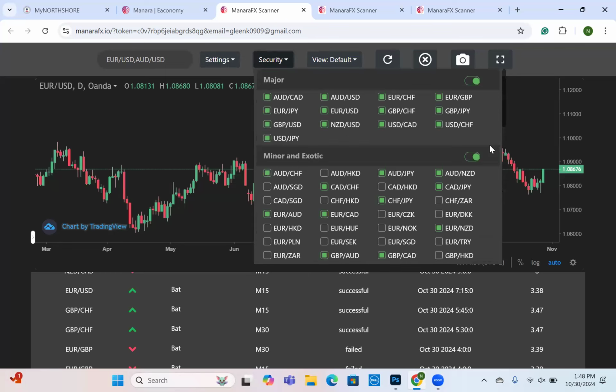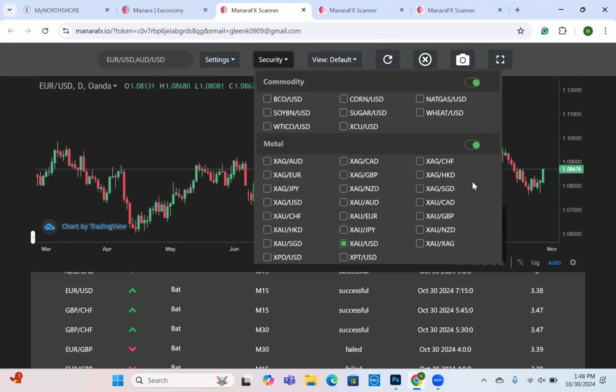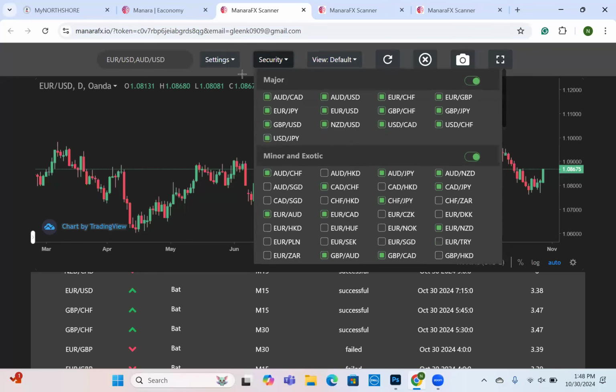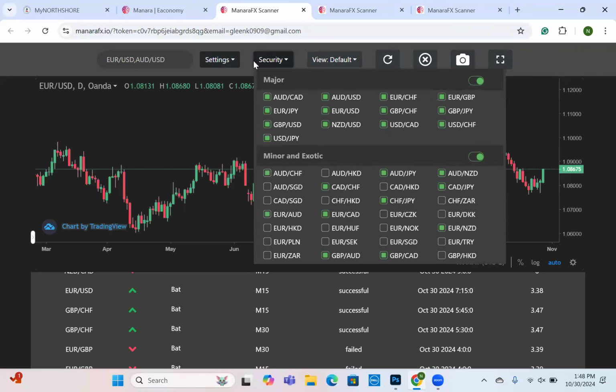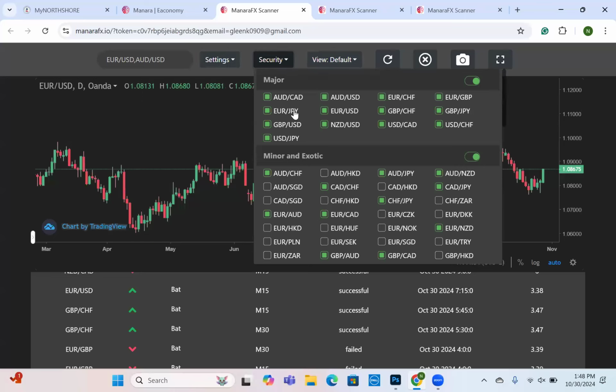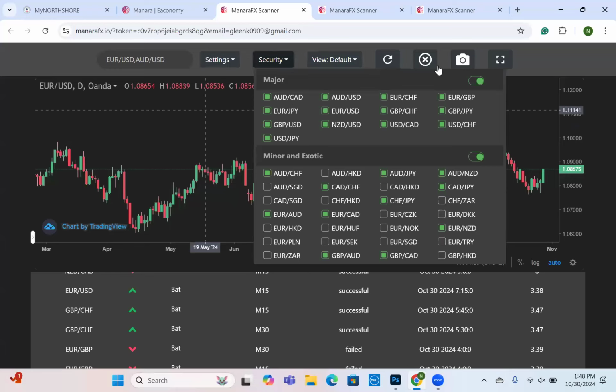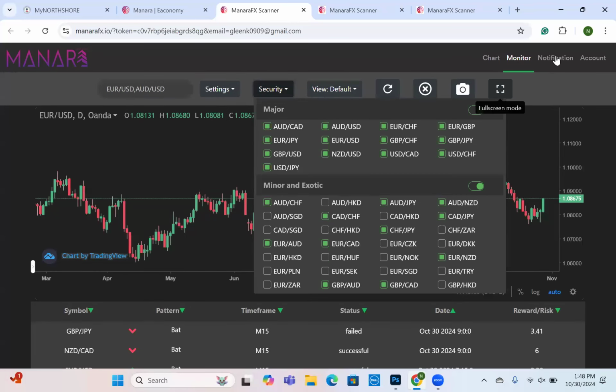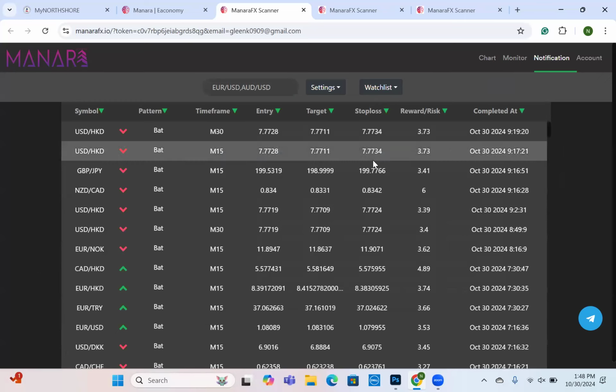Keep going. Everything should be turned off like this. If that is all, go back to where we are coming from, where you clicked on monitor. The next thing is you click on notification.